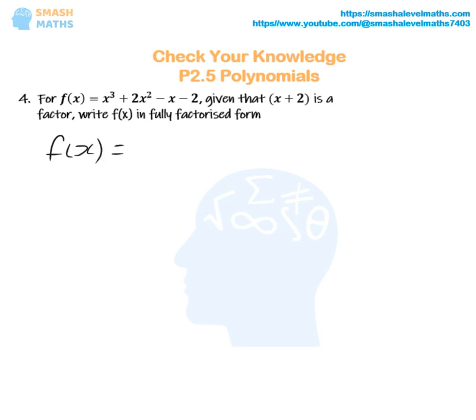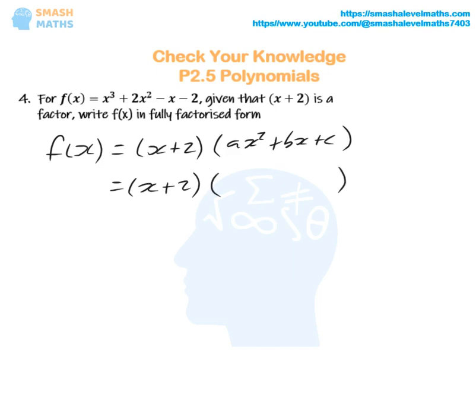We say, well, f of x has got to be, if it's in factorised form, our linear factor multiplied by some quadratic factor, and there's our generalised version of a quadratic factor. I've just got to figure out what a, b and c are, and the way I'm going to do that is, let's just have a look at it.